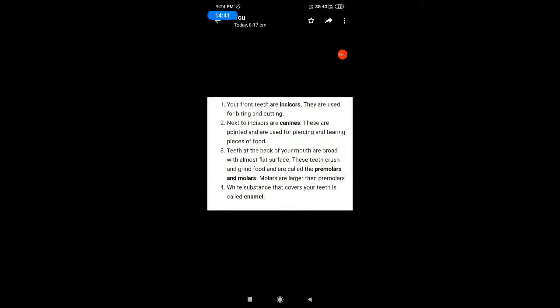Next, next to the incisors are canines. These are pointed and are used for piercing and tearing pieces of food.